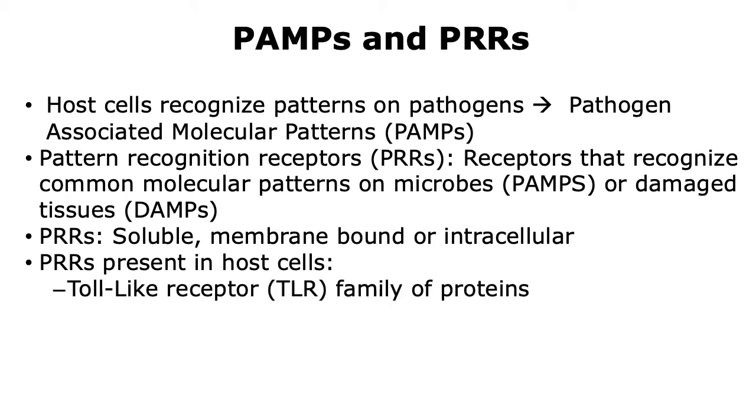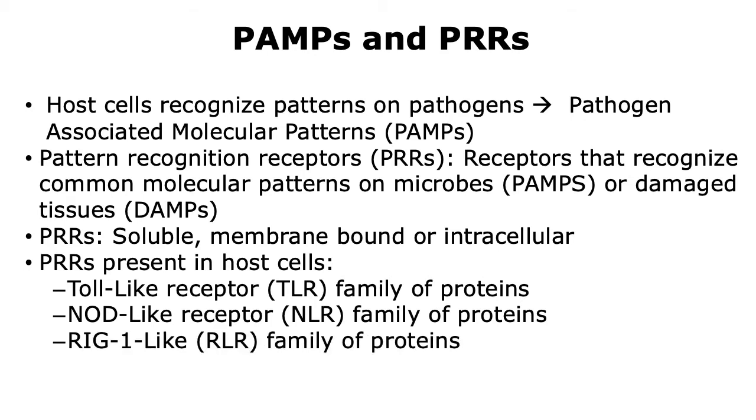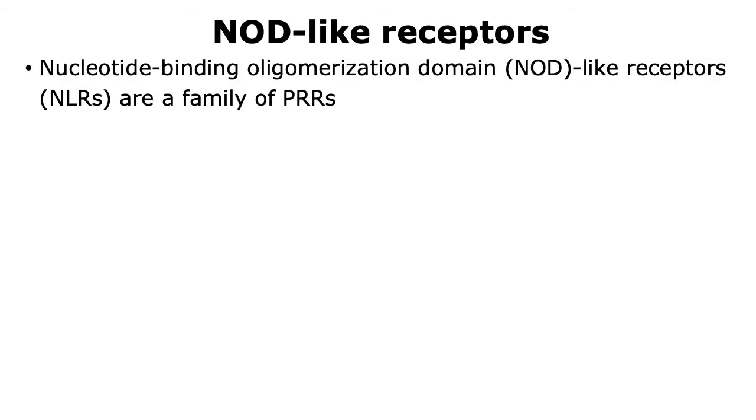Some come under the toll-like receptor or TLR family of proteins, while others come under the NOD-like receptor or NLR family of proteins. We do have pattern recognition receptors that belong to the RIG-I family of proteins, as well as the STING family of proteins. The NOD-like receptors, or NLR family of proteins, are a family of pattern recognition receptors that get their name because of the presence of the nucleotide binding oligomerization domain that is present in all members.